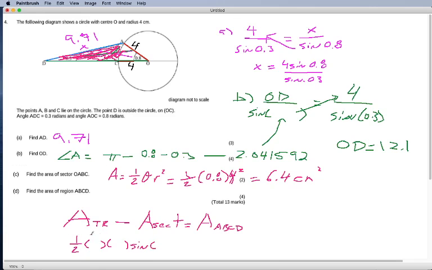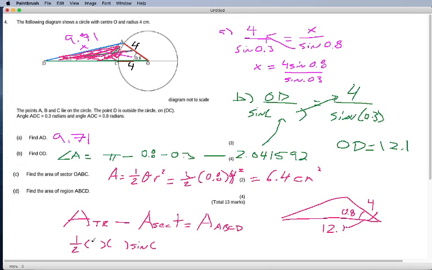So I told you that this should be side angle side. So in this case, we have, let's see, what am I going to use? I'm going to use the side OD. So I'm going to redraw this triangle so you can see it better. So the triangle kind of looks like this. I'm going to use 4. My OD is 12.1 and my angle in between here is 0.8. So I'm going to use side angle side and use that for this.